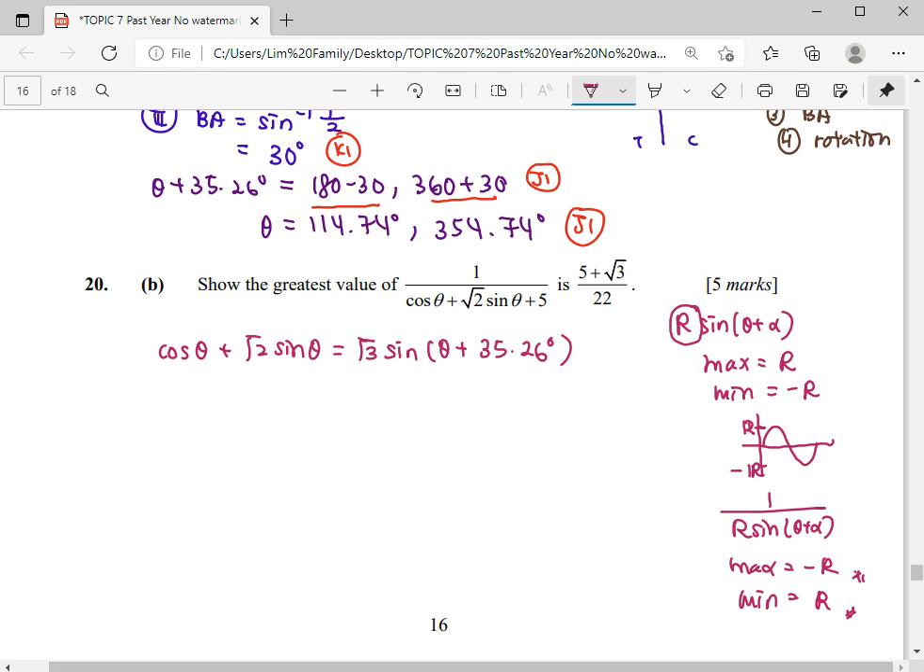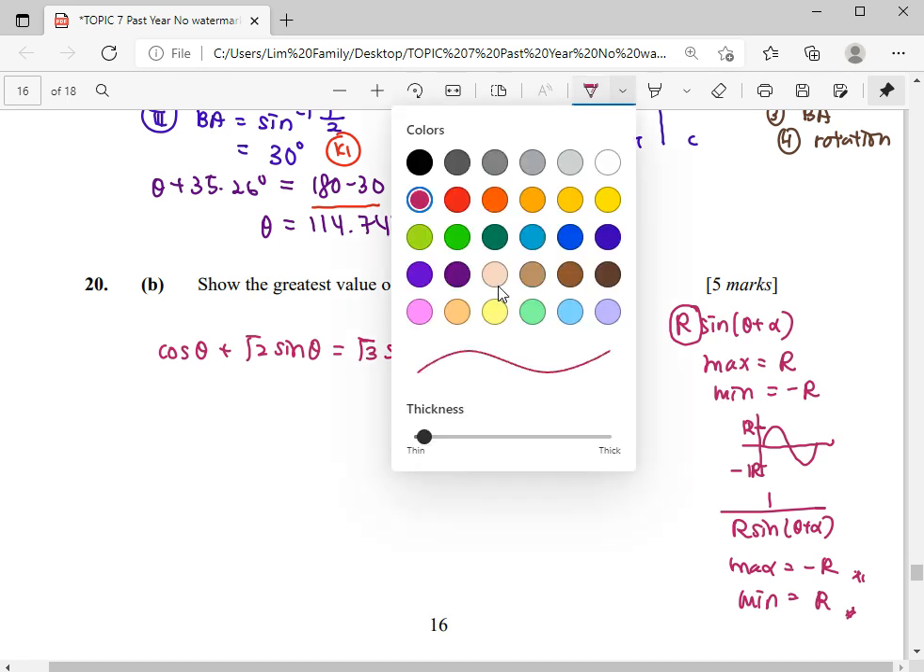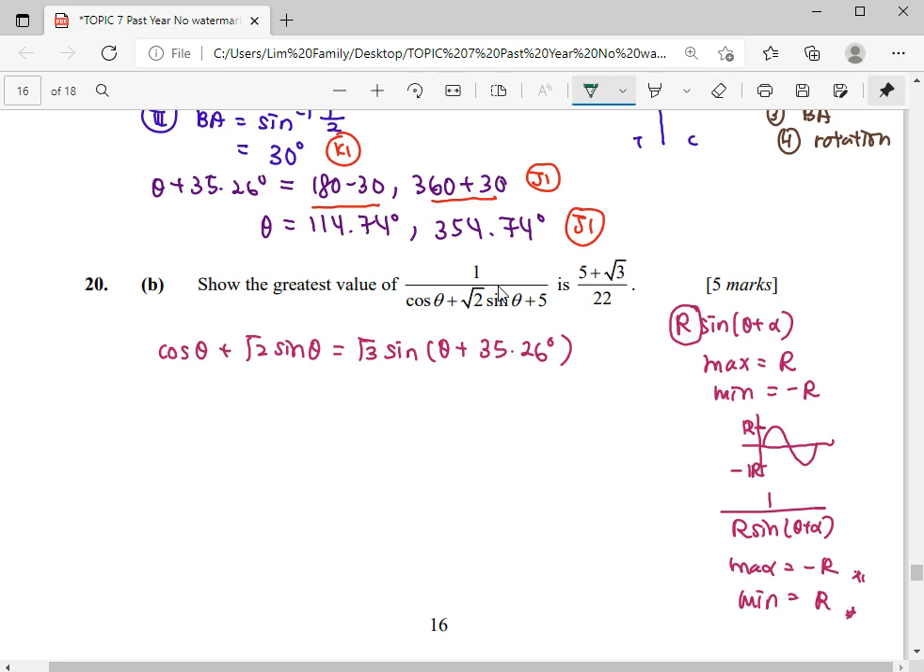So that is the concept we need for answering these questions. So go back to this question. When they inverse our function here, we follow through. So 1 over cos theta plus square root 2 sine theta plus 5. This is our question. So from this question, we substitute into the form of r sine theta plus alpha.